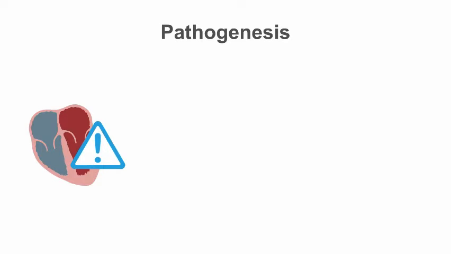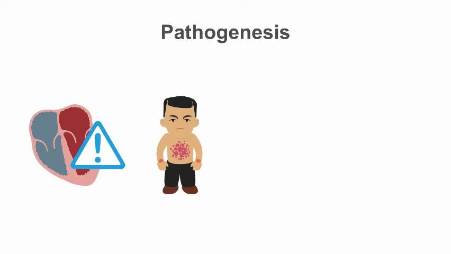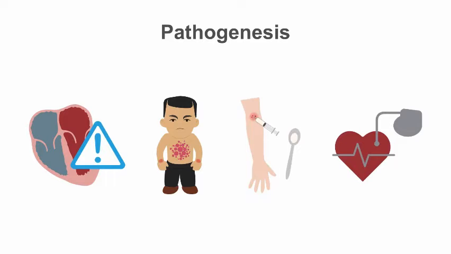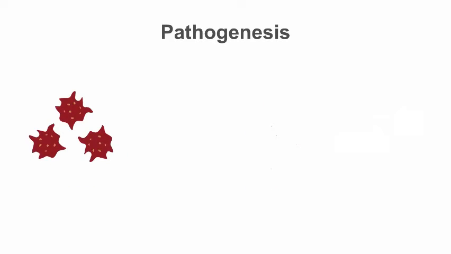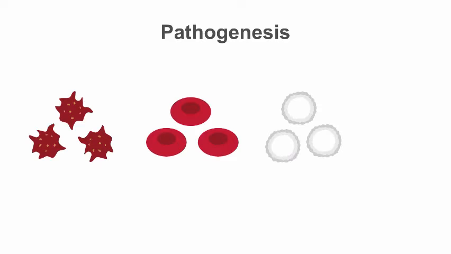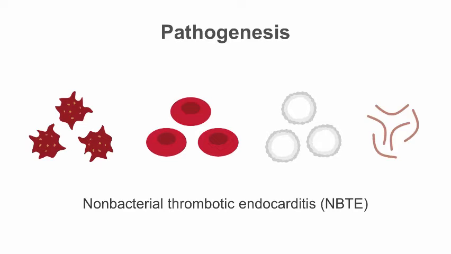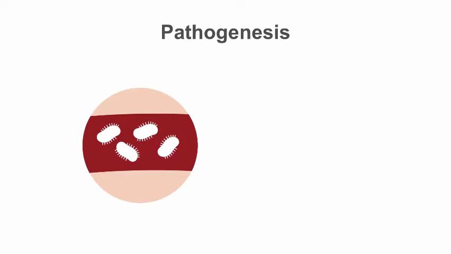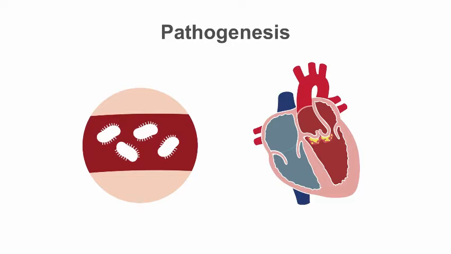The pathogenesis of infective endocarditis begins with damaged heart valves from congenital heart disease, rheumatic fever, IV drug abuse, and the placement of intracardiac devices such as implantable defibrillators and pacemakers. Valve damage leads to sterile deposits of platelets, red blood cells, white blood cells, and fibrin called non-bacterial thrombotic endocarditis, or NBTE. If a sufficiently virulent organism is present in the bloodstream in sufficient amounts, it may colonize the damaged valve and its associated NBTE, forming a mass of bacteria and NBTE.